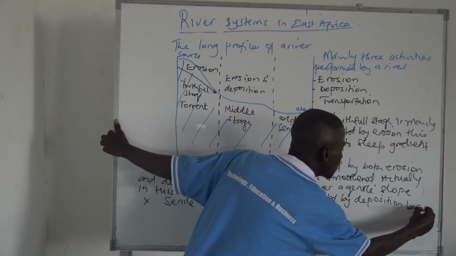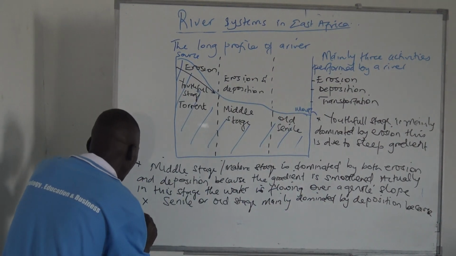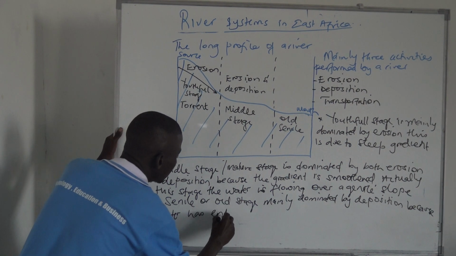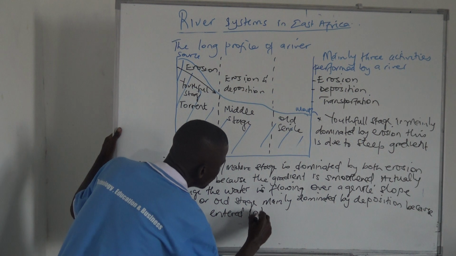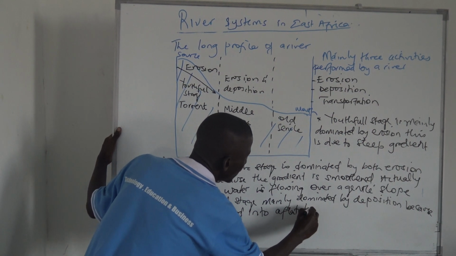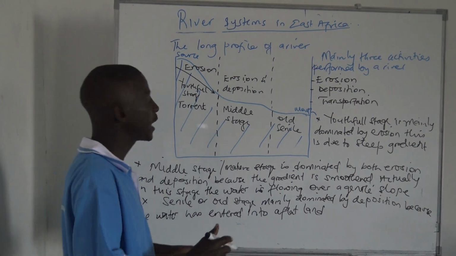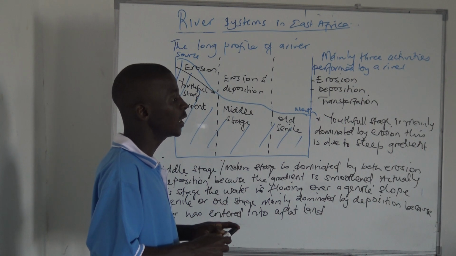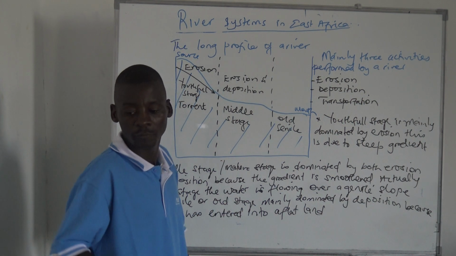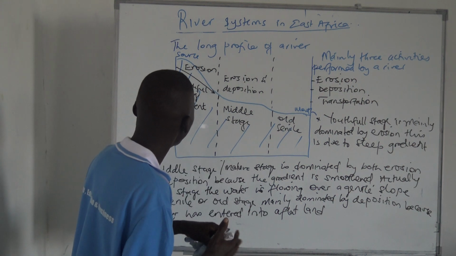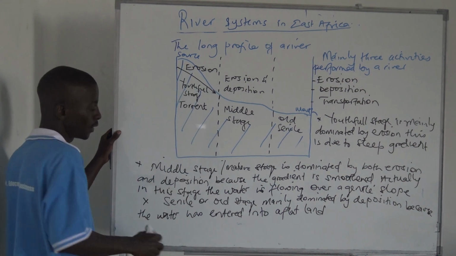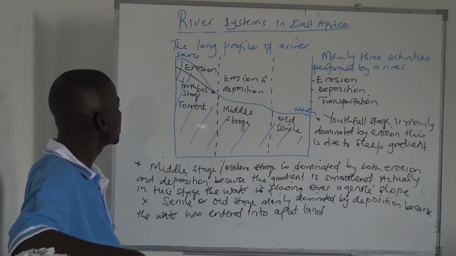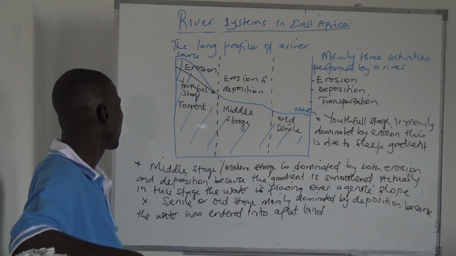Why? Because the water has entered into a flat land. So here the gradient is no longer steep, neither is it gentle, but this time it is on a flat land. So water is flowing over a flat land. So those are the three areas or the three sections of a long profile of a river.